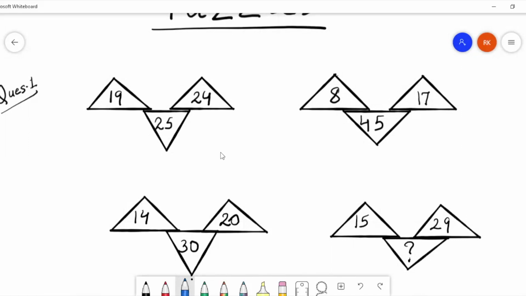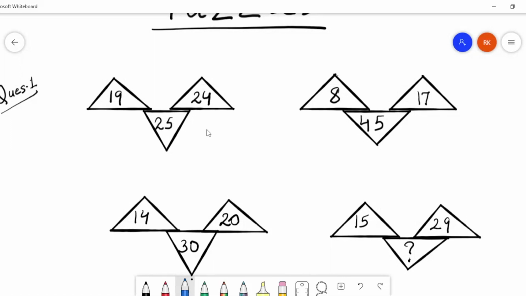Okay, by looking at the question, you will feel that yes, we have to do something with 19 and 24 to get this 25. Same with others. Direct addition or subtraction or multiplication or division is not giving us anything. So let's think more. Now, let's try to subtract first. If we subtract 19 from 24, we get 5. And to get 25, we have to multiply 5 with 5. So 5 into 5 is equal to 25.